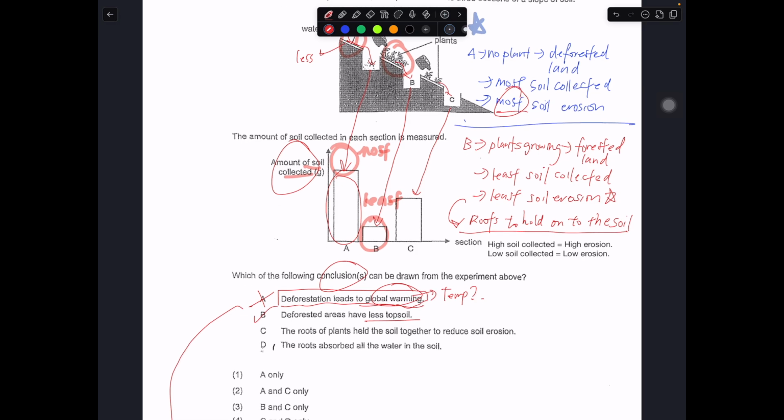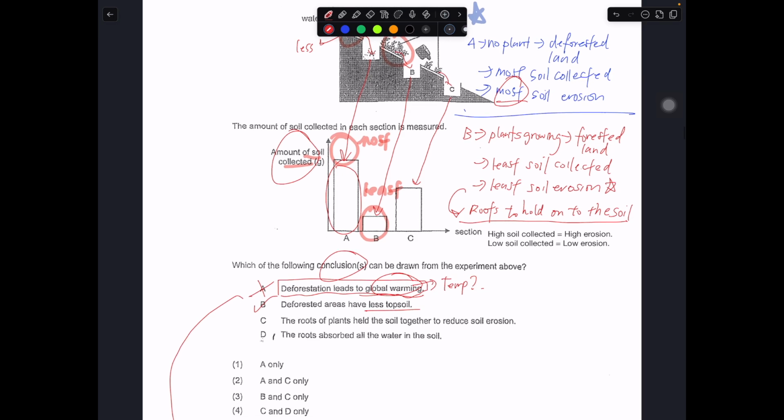C, the roots of plants hold the soil together to reduce soil erosion. Yes, this is correct. This is the explanation for here. In the case of B, there are plants, so the roots will hold the soil. Even when there is water washing through, it's very difficult for the water to wash off the soil. Therefore, B will have the least soil erosion, or the least soil collected in section B.